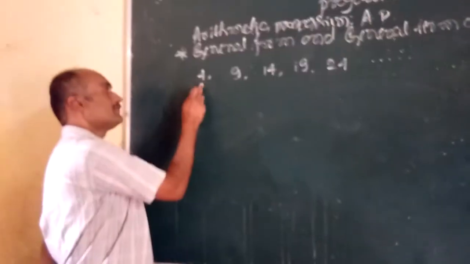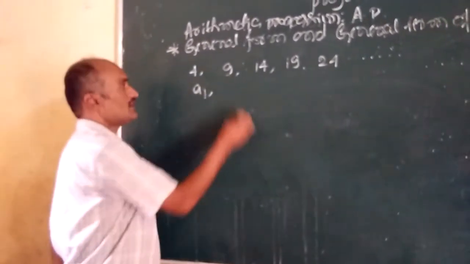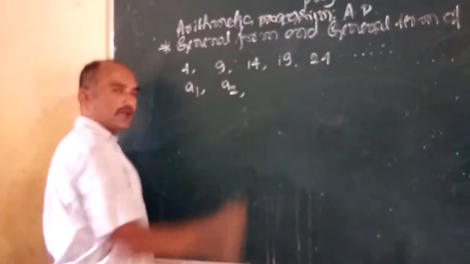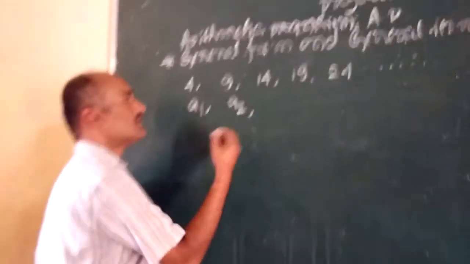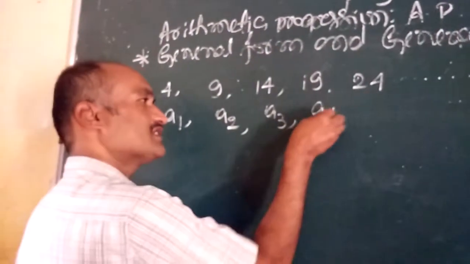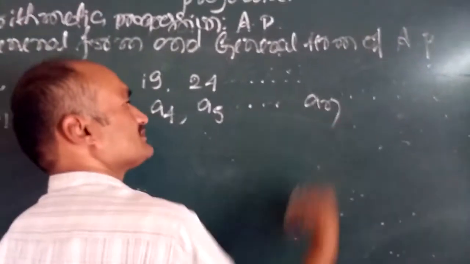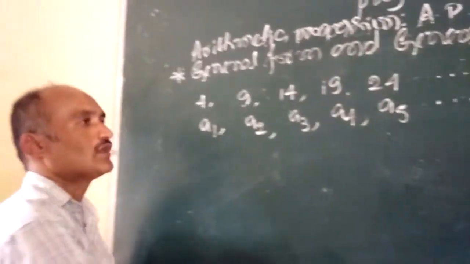So here the first term is denoted by a1. The second term is denoted by a2. The third term is denoted by a3. The fourth term, the fifth term, like this. The nth term is what we call the general term.